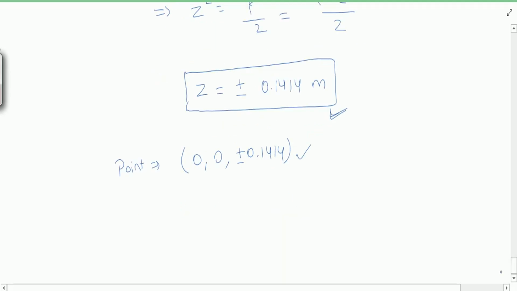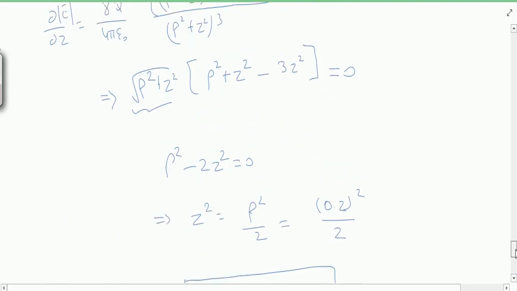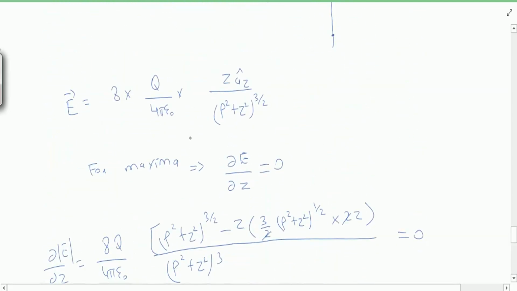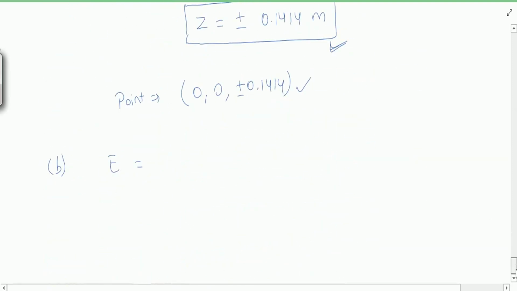Now we can simplify the value of E max. So what was the formula for that? Here, this. So I have to put the value of Z only here, and we will get the value of the electric field. So it is 8 into Q. Q is given as 25 nanocoulomb. So 25 into 10 power minus 9 divided by 4 pi epsilon naught. I can write the value of this also, 9 into 10 power 9.